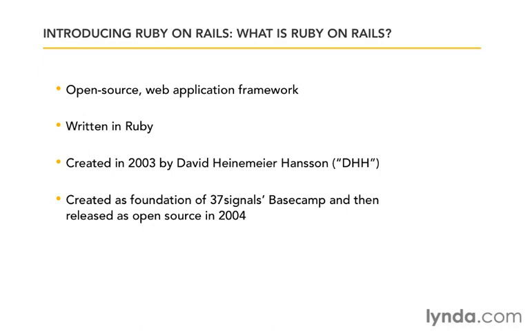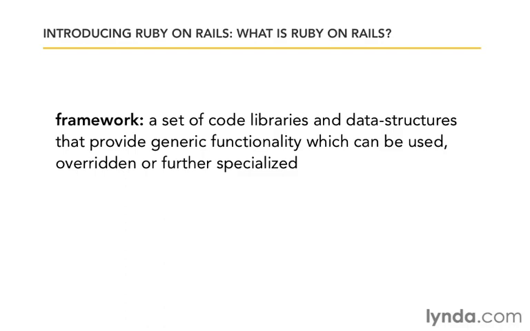So what exactly is a web application framework then? Here's my definition. A framework is a set of code libraries and data structures that are going to provide generic functionality which can be used, overridden, or further specialized. So it's the code libraries and data structures. That's really what it is. And it's going to do things for us and help us to do things.